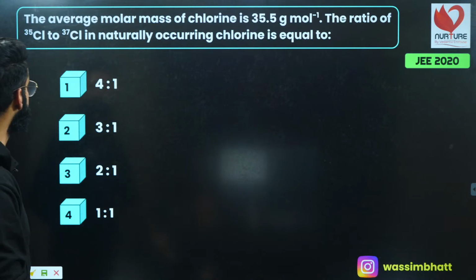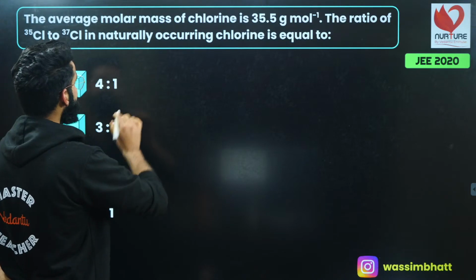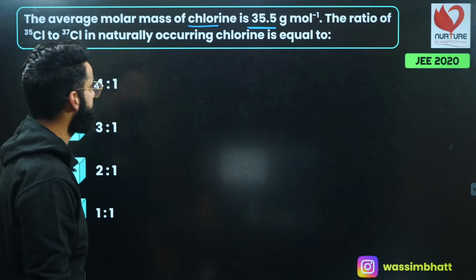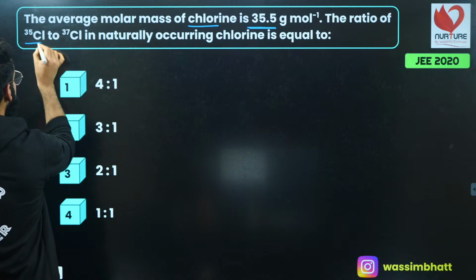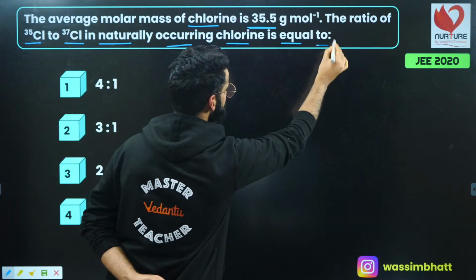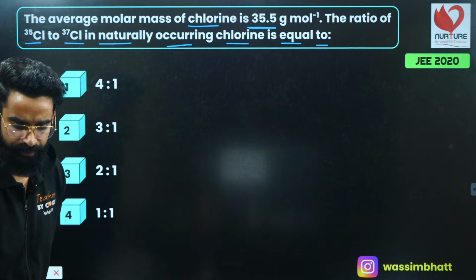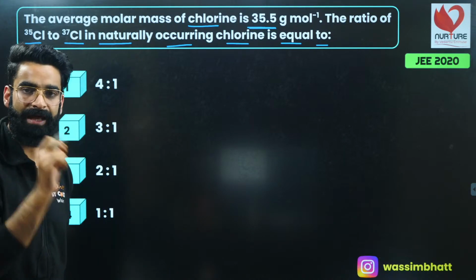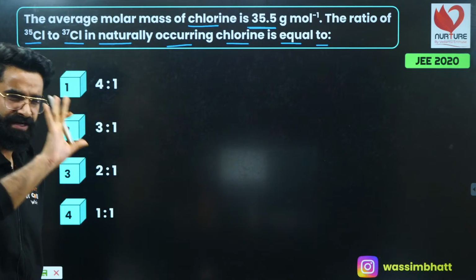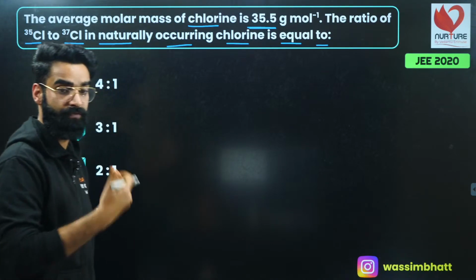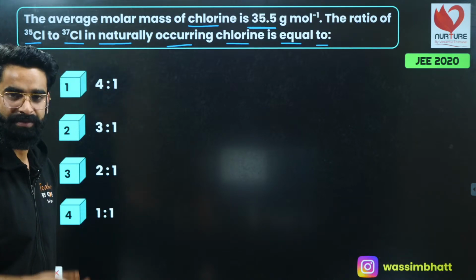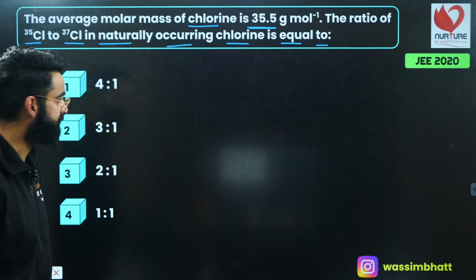See guys. As per the question, the average molar mass of chlorine is given to me as 35.5 grams per mole. The ratio of Cl35 to Cl37 in naturally occurring chlorine is equal. So basically, what am I supposed to calculate as per the question? I'm supposed to calculate the ratio of percentage abundances of the isotopes of chlorine. Understand properly, guys, what is given in the question and what we are supposed to calculate. Exactly, Shreya, you're right. A lot of people have already given the answer, but still, let's see how this question was to be solved.